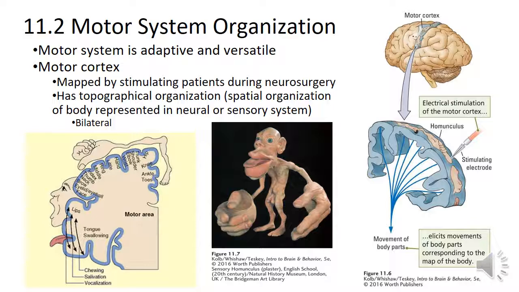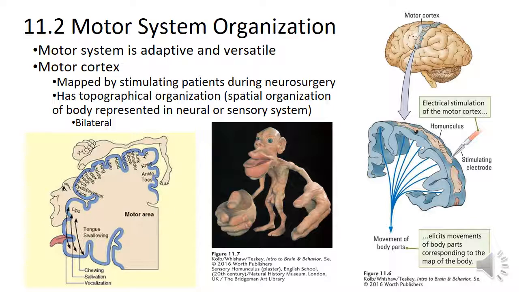Researchers have mapped out the motor cortex by stimulating patients during neurosurgery. So if someone is getting neurosurgery and their brain is already exposed, a lot of times researchers will take this opportunity to learn a bit more about the brain, and this is in waking surgeries. So the patient is awake, their brain is exposed, and they'll stimulate different areas of the motor cortex and see what body part moves during that time.